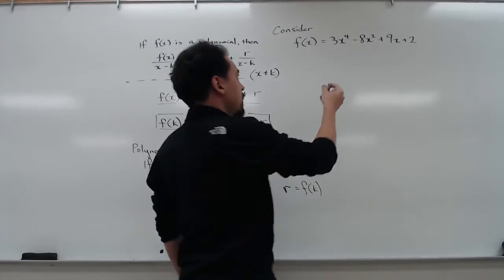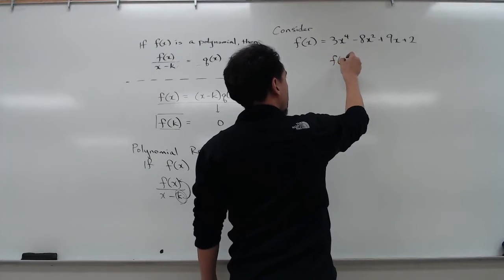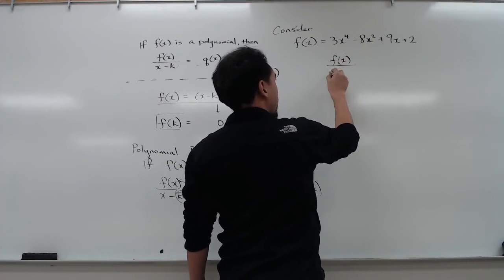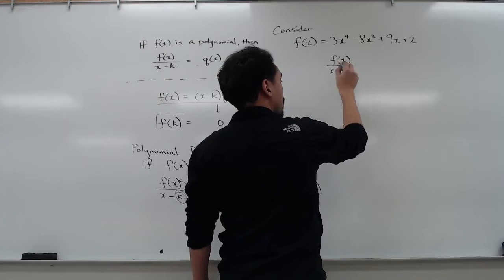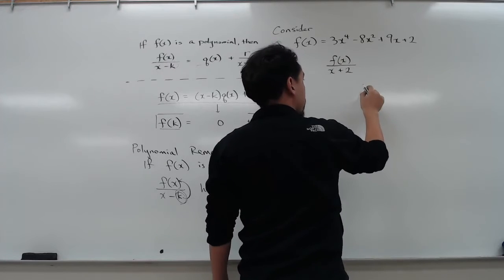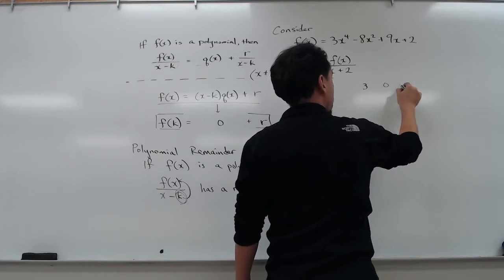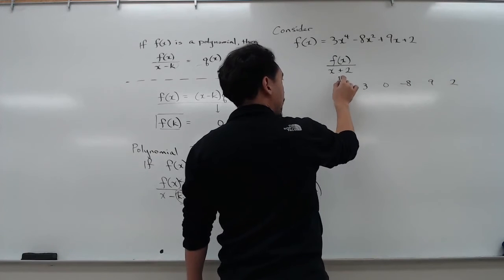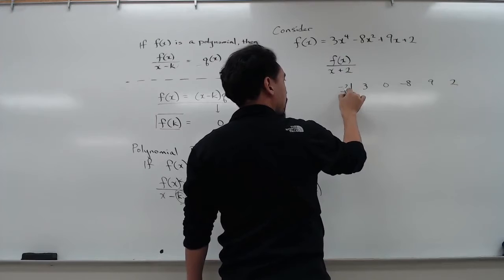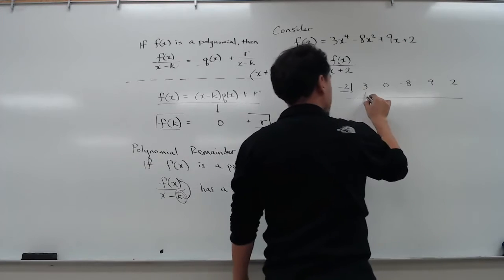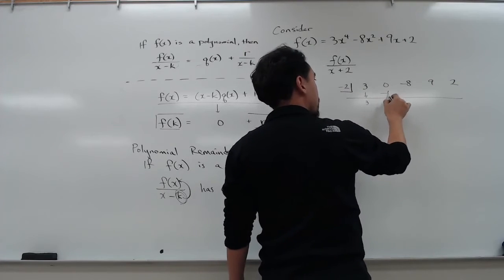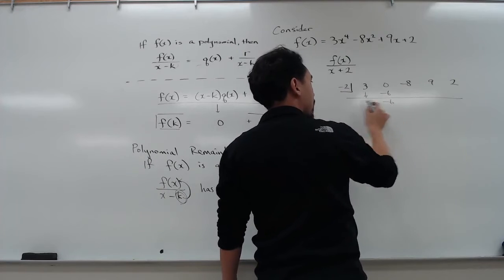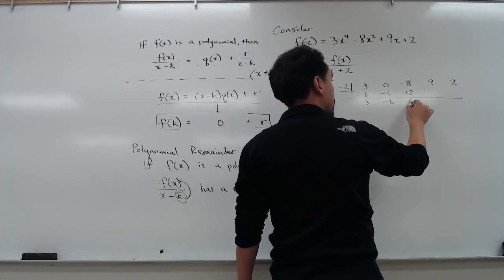Okay, this time, let's try the same f of x, but we're going to divide this by x plus 2 this time. And so we're going to set up synthetic division: 3, 0, negative 8, 9, and then 2. And in the box, since this is x minus negative 2, we're going to put negative 2 in the box. So the 3 comes right down. 3 times negative 2, negative 6. Add them together, negative 6. Multiply them is going to be 12. Add them together is 4.